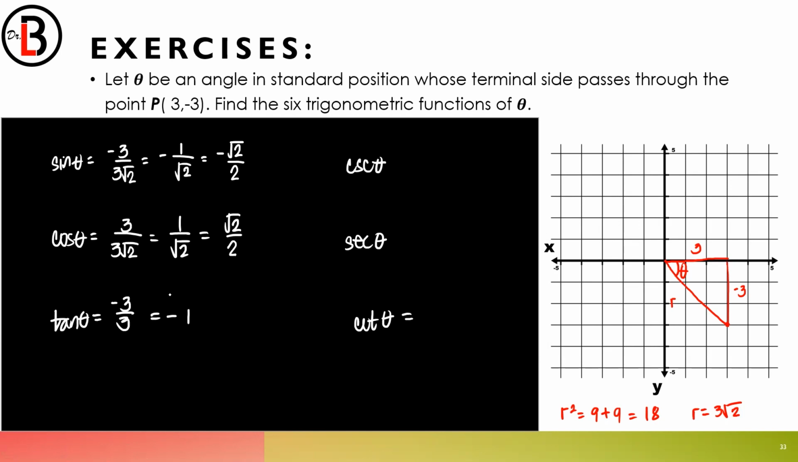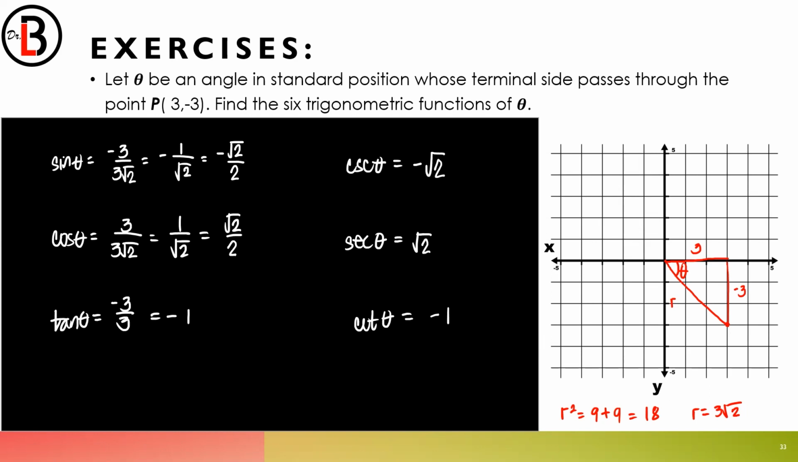Cotangent of theta is just the reciprocal of -1, so it's still -1. Secant of theta is just the reciprocal of cosine. Before we rationalized this, cosine was 1 over square root of 2. Therefore, secant is square root of 2. Lastly, cosecant is the reciprocal of sine. Before we rationalized it, it was 1 over square root of 2 negative. So this one is actually negative square root of 2.